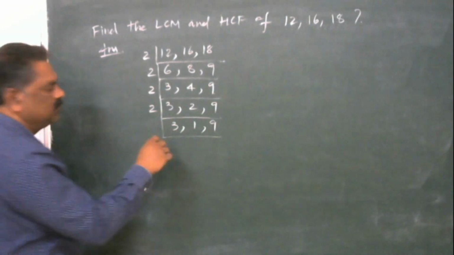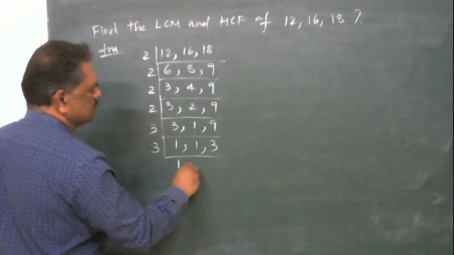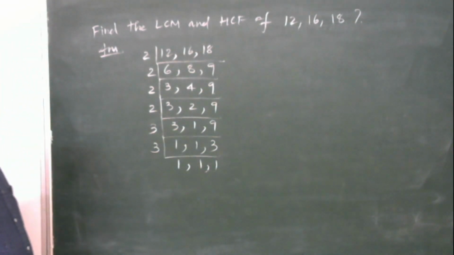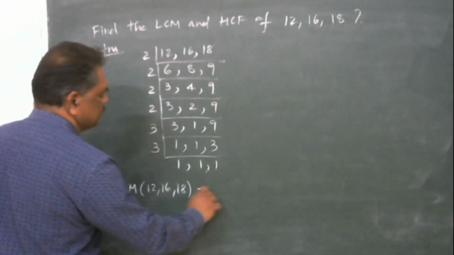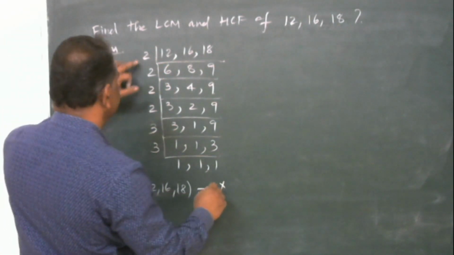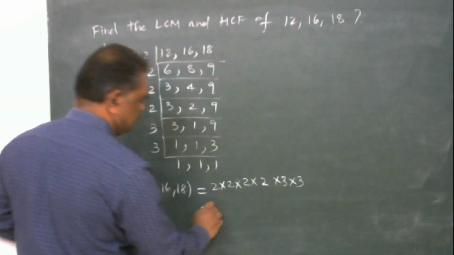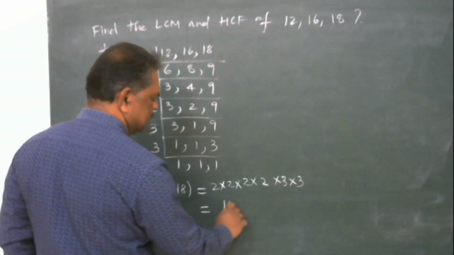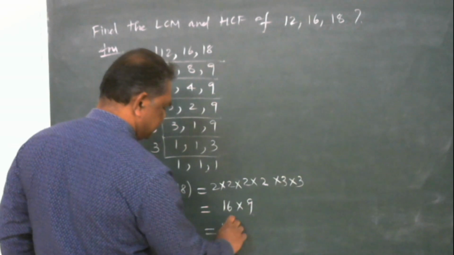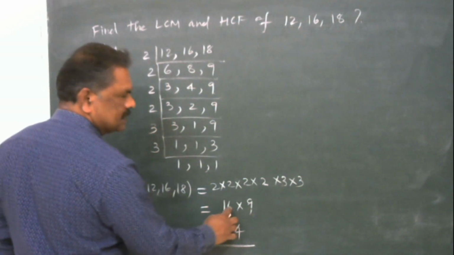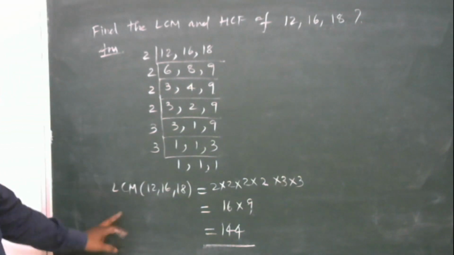Now none of the numbers is divisible by 2. Then take the next prime number 3. 1 3's are 3, 3 3's are 9. Again 3: 1, 1, 1. We stop the process and write: therefore, the LCM of these three numbers 12, 16 and 18 is all these factors multiplied: 2 into 2 into 2 into 2 into 3 into 3. 2 2's are 4, 4 2's are 8, 8 2's are 16, 16 into 9 is 144. 144 is the LCM of three numbers.